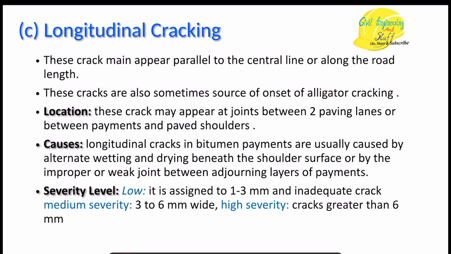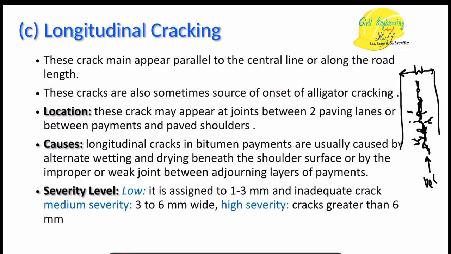Because see, if this is the width of the carriageway, and one longitudinal crack has occurred right at the center of the surface course of the flexible pavement, you can very well visualize that as and when traffic or any vehicle moves over this crack, this crack will further widen and will eventually lead to propagation of more cracks on both sides of the pavement. So down the line, this will lead to the formation of interconnected cracks that we call alligator cracks.